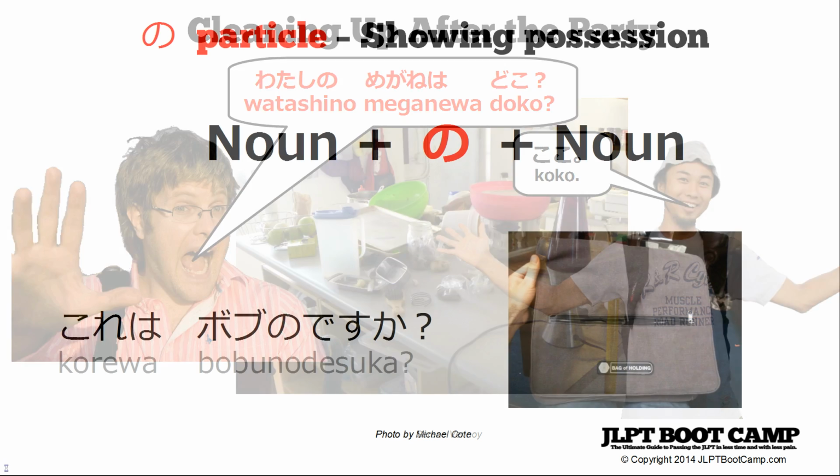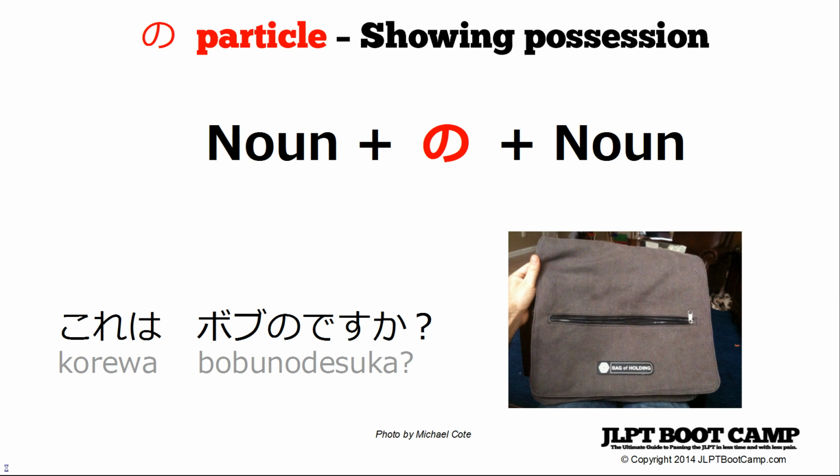And you use the no particle. This particle has two different ways it can be used at the N5 level. One is to show possession. So as we used before, watashi no megane, my glasses. Watashi is I, and megane is glasses. And for example, we can use this noun plus no plus noun, or we can leave out the second noun if it's understood from context. So, for example, this sentence, kore wa bobu no desu ka? So maybe you're holding the bag, so you don't have to clearly show what I'm talking about. So you can say, this is Bob's. So I don't have to say, this is Bob's bag. Because I'm holding it, you can clearly see that I'm talking about a bag.